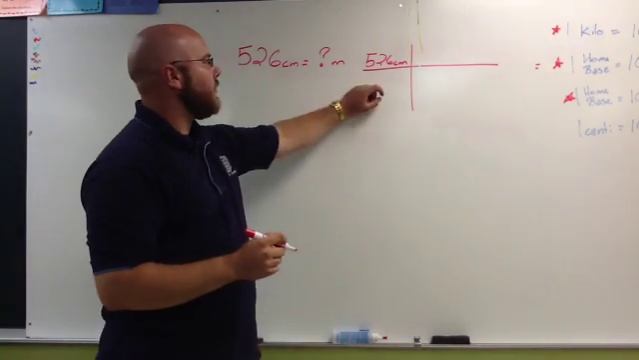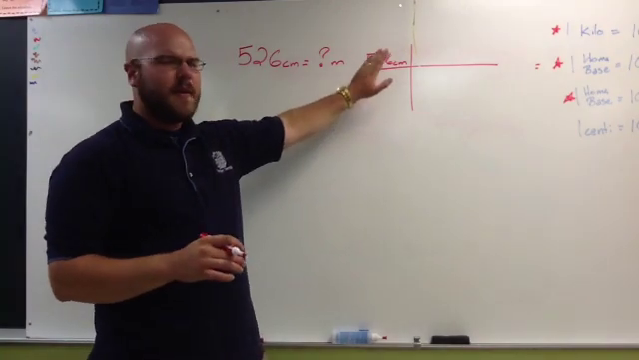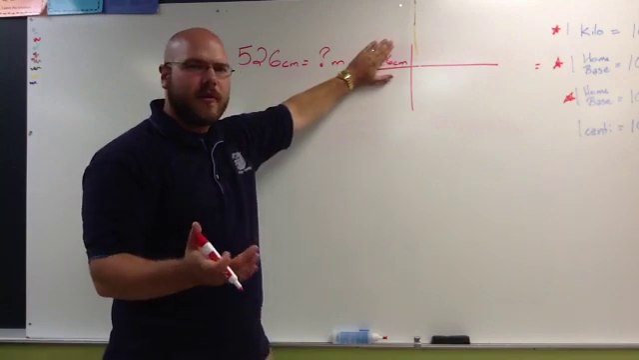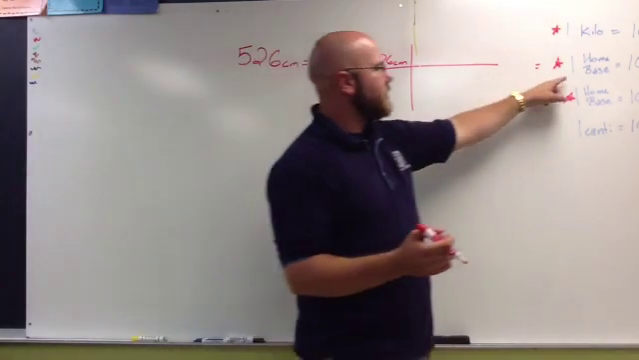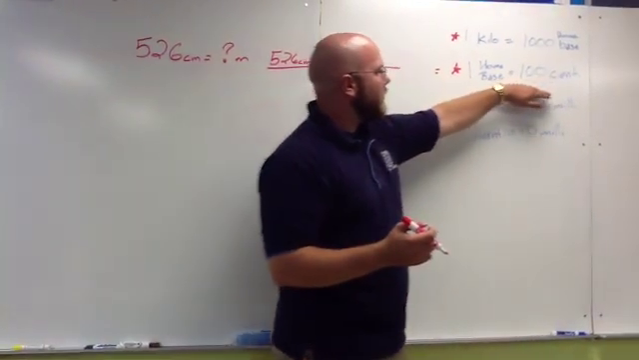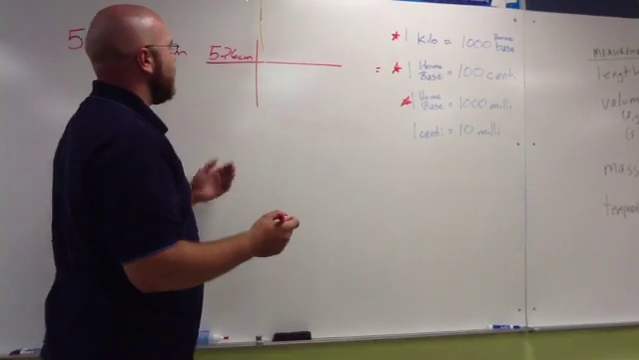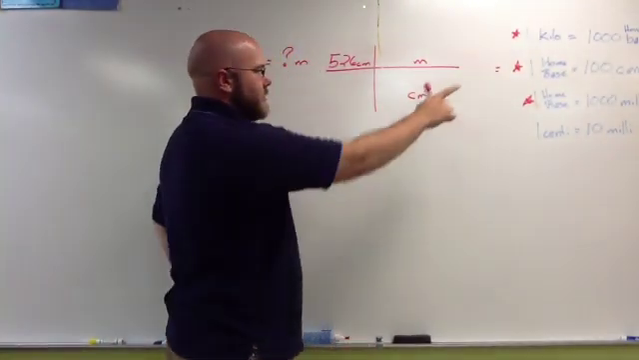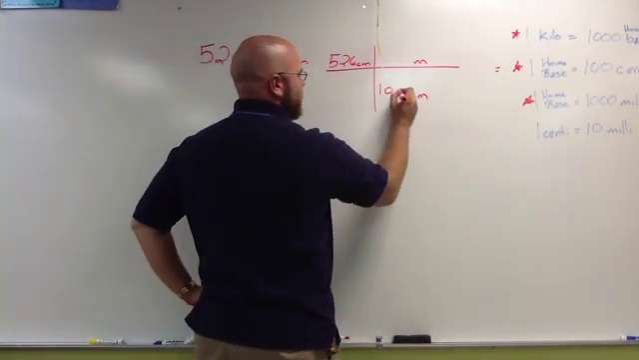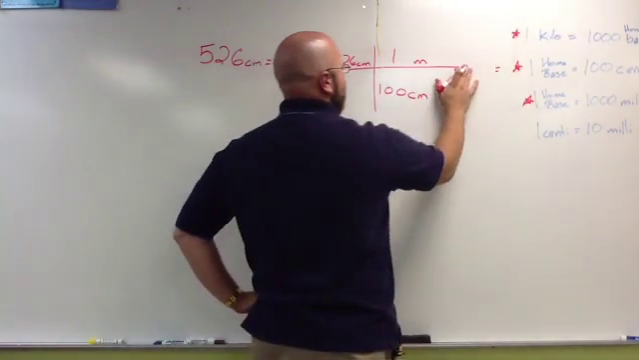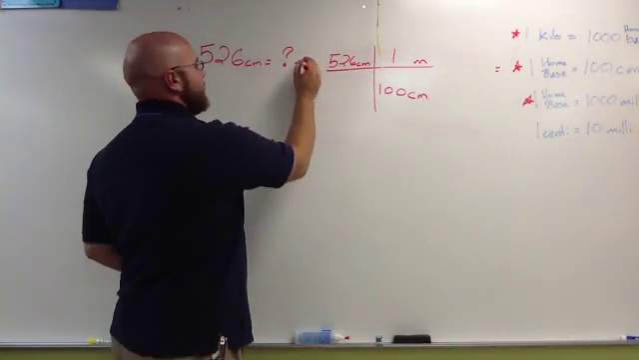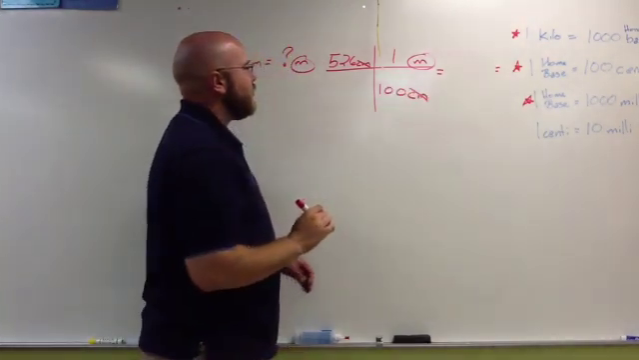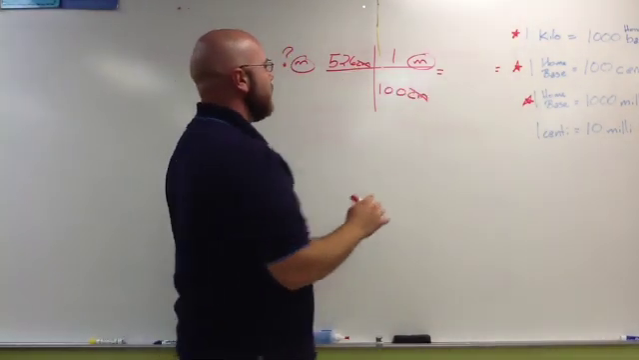Now, I'm trying to think here. 526, I don't need to worry about that number, I'm just looking at the centimeters. So centimeters, how many centimeters are in a meter? I can just look over here, and I see there's 100 centimeters in 1 meter. So, I put my centimeters on the bottom, I put my meters on top, and there's 100 centi in 1 meter. And from there, I have exactly what I'm looking for, and these cross out because centimeters on top, centimeters on bottom.